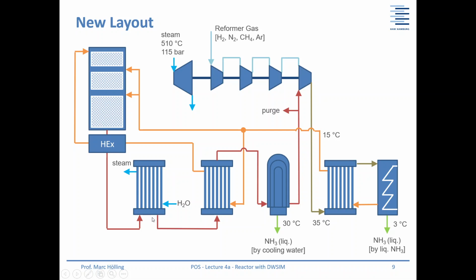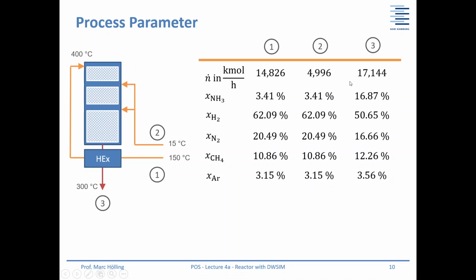After this, you produce steam, then you have the first stage of internal heat exchange, and so on. Okay, and in the example, I found some values. So we have the flow 1. This is the fresh feed, but preheated, 150 degrees Celsius.